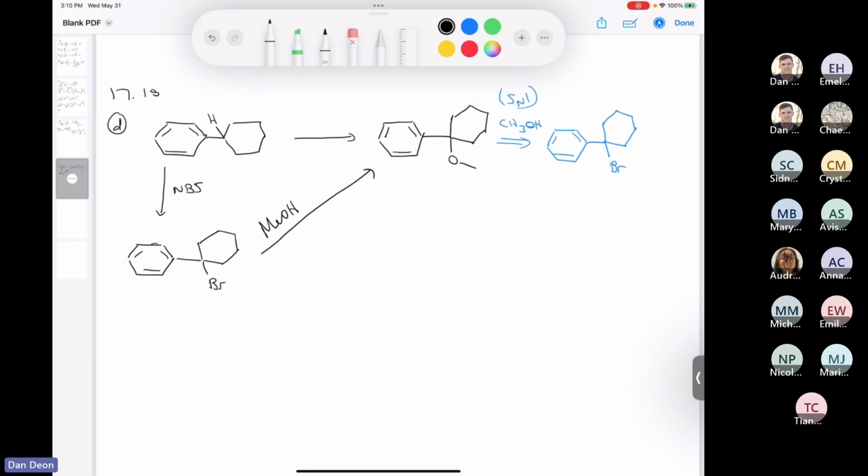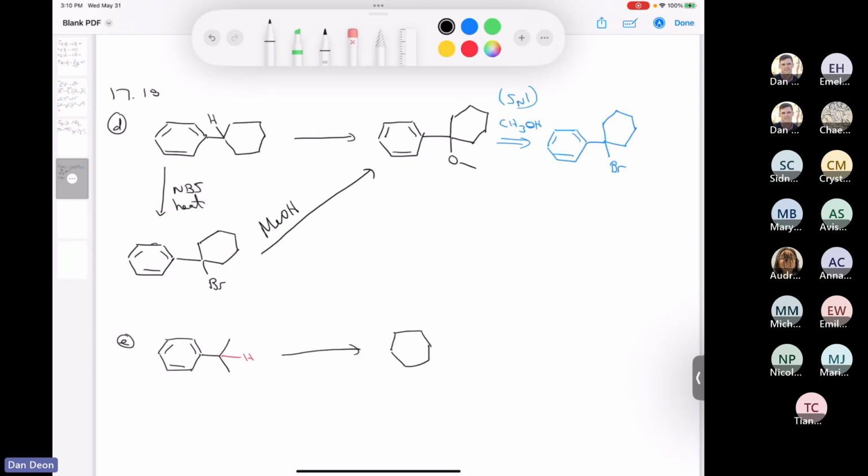Okay, I should note that the book says NBS and heat. They say that you need heat to affect the benzylic bromination. So let's move on to the last one. This is E. If we take cumene, which is isopropylbenzene, and I told you that the author of the book likes to use this compound a lot as a starting material. So if we take isopropylbenzene or cumene, notice again, since this is a recurring theme, that we do have a benzylic proton here. If we want to convert this to acetophenone, right?